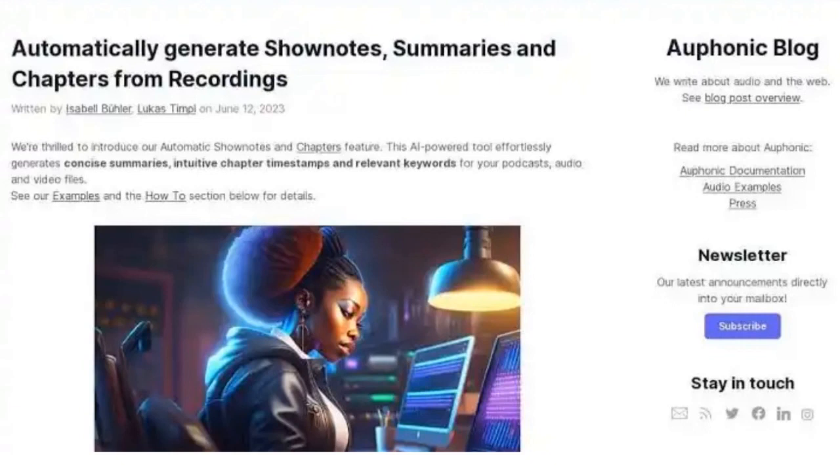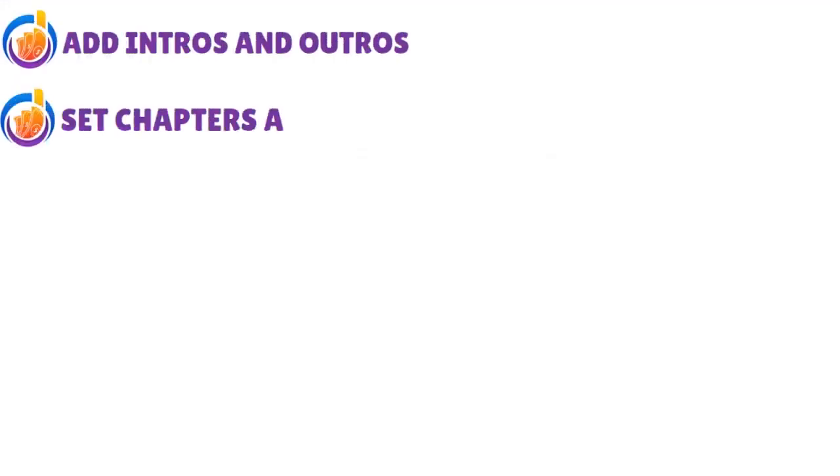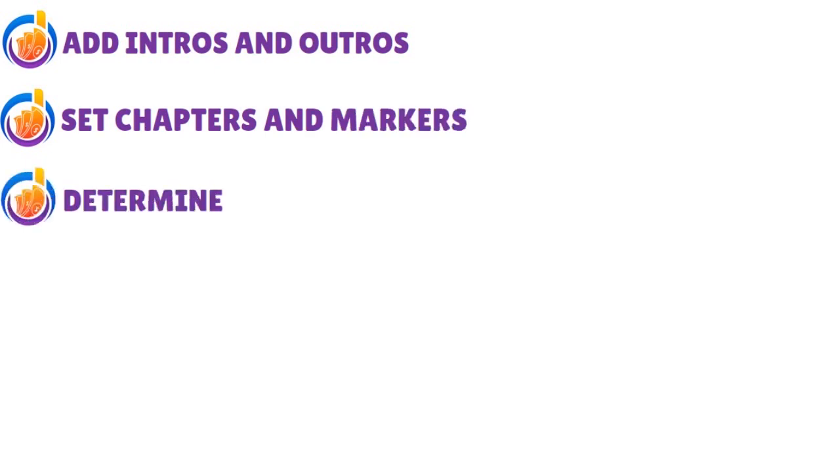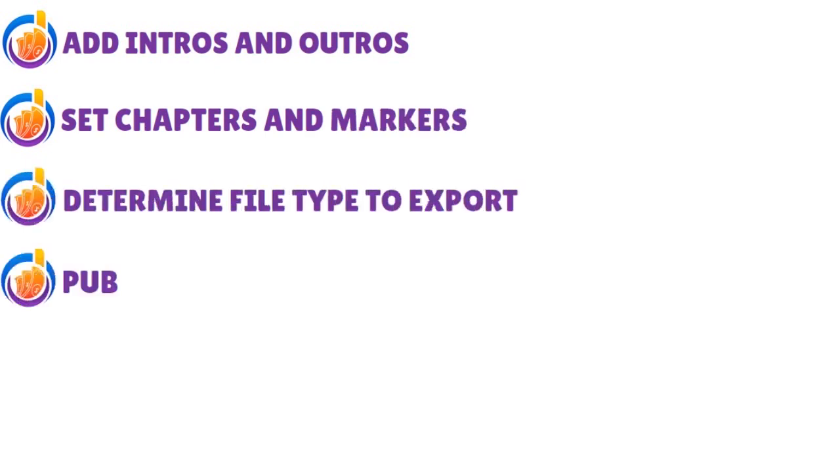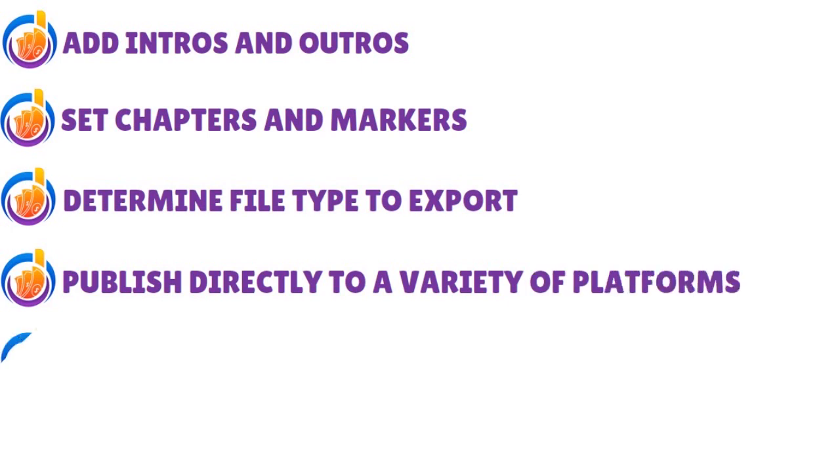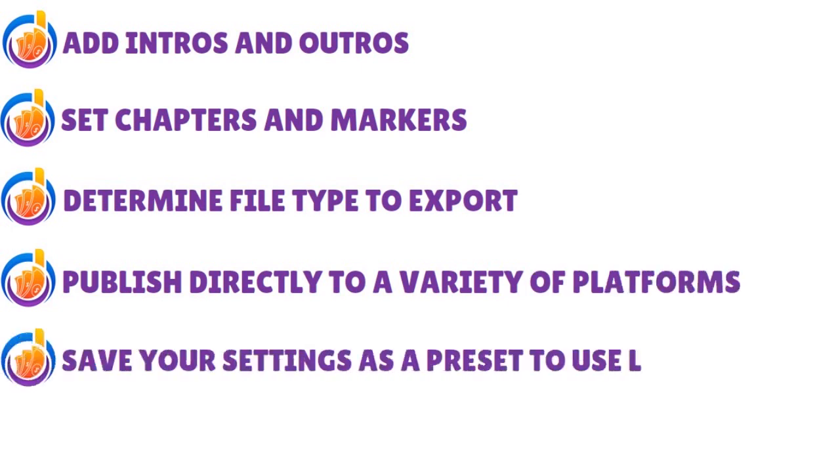So within Auphonic, you're able to set and customize the following. You can add intros and outros. You can set chapters and markers. You can determine the file type to export. You can publish directly to a variety of platforms. You can save your settings as a preset to use later.